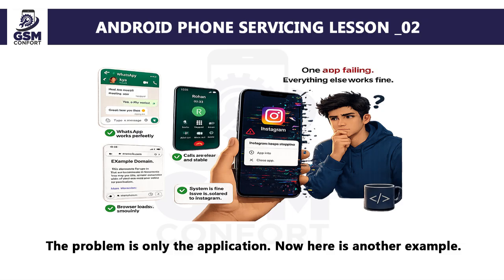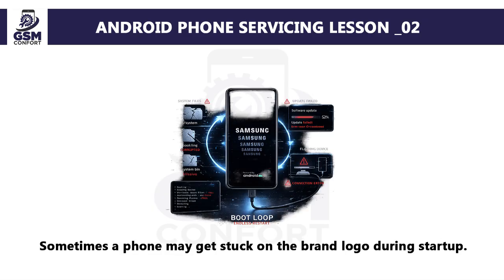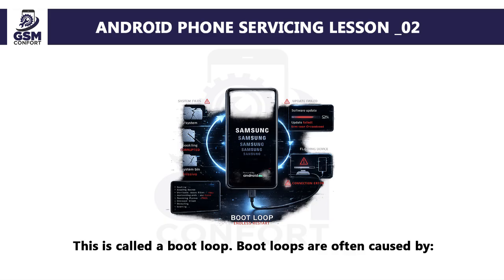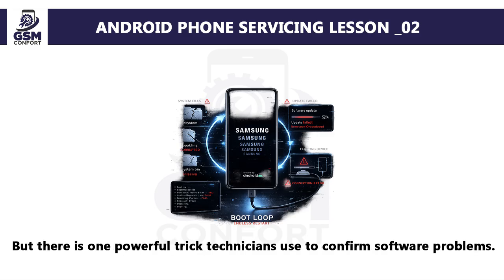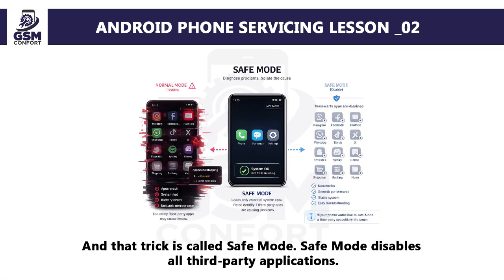Now here is another example. Sometimes a phone may get stuck on the brand logo during startup. This is called a boot loop. Boot loops are often caused by corrupted system files, failed software updates, or improper flashing. But there is one powerful trick technicians use to confirm software problems, and that trick is called safe mode.